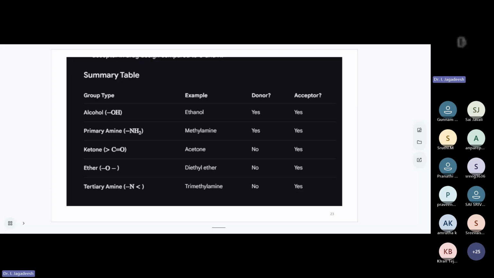Similarly, we have a ketone, which is present in the acetone group. It is not a donor because it does not contain any hydrogen atom, but it can act as an acceptor. I think now you are able to understand how to mark these oxygen and nitrogen atoms as donors and acceptors when we are applying the rules.